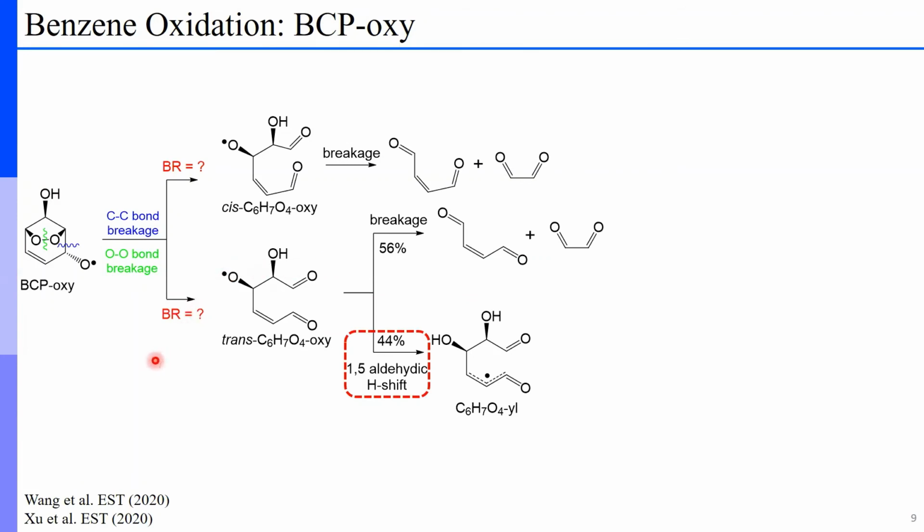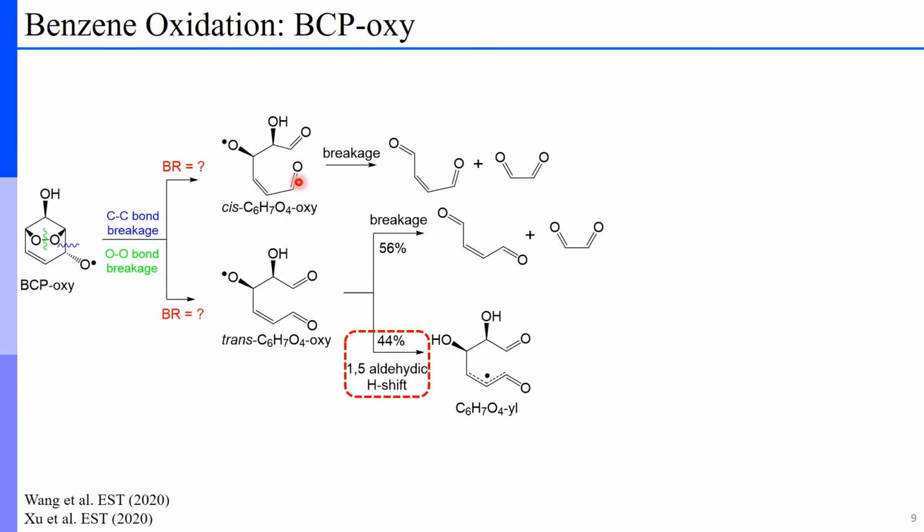However, both our study and another recent study by Wang et al. find that the chemistry of this C6H7O4 alkoxy radical is more diverse than expected. First, we found that 2 isomers are produced from the decomposition of this bicyclic alkoxy radical. The 2 isomers, cis and trans, are with respect to the central bond in the conjugated aldehyde group. And these 2 isomers have different chemistry.